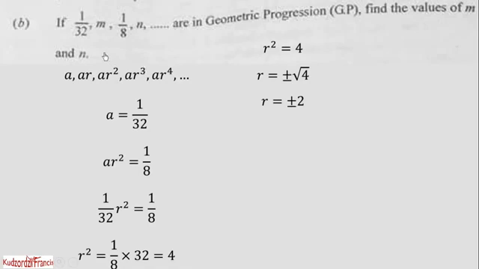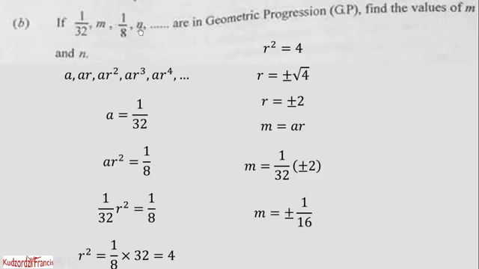So now we need to find the second term. M means second term. So the second term is AR, and that will give you 1 over 32 times plus or minus 2. We cancel, 2 will go into 32 sixteen times. So the second term can either be 1 over 16 or negative 1 over 16.